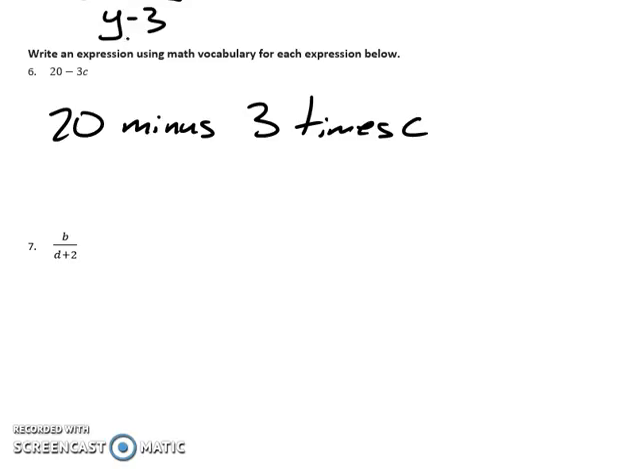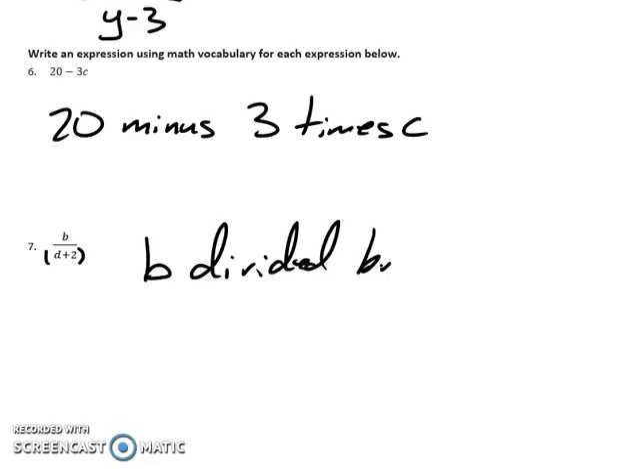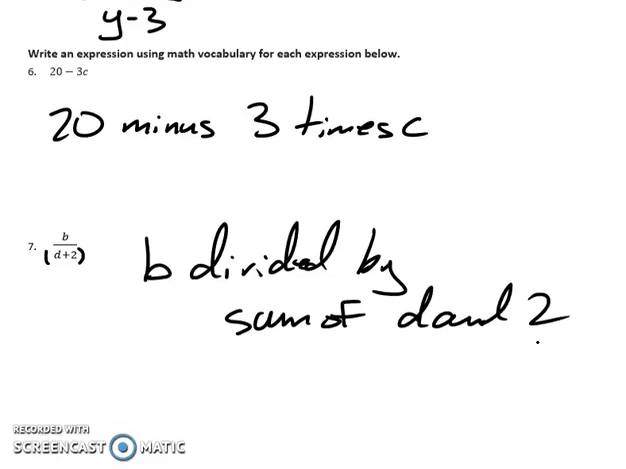If I use the word less than, I would need to talk about the 3 times c first and then the 20 second. Again, with your fraction bar, we do need to remember that it does mean that there are actually parentheses there. So I could say b divided by, I just can't say d plus 2 though, it doesn't get the job done. So I could say b divided by the sum of d and 2. That works. B divided by the sum of d and 2.